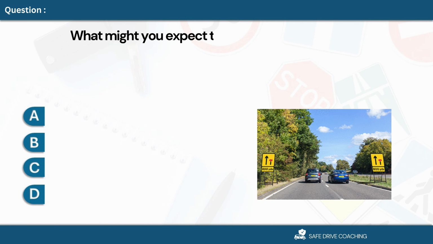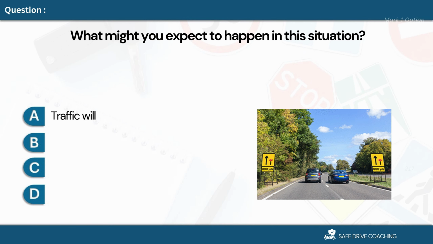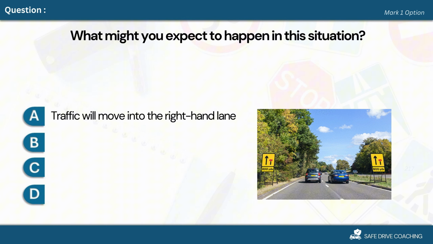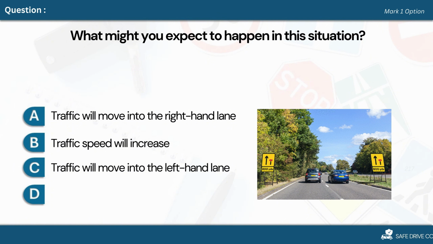What might you expect to happen in this situation? A. Traffic will move into the right-hand lane. B. Traffic speed will increase. C. Traffic will move into the left-hand lane. D. Traffic won't need to change position.